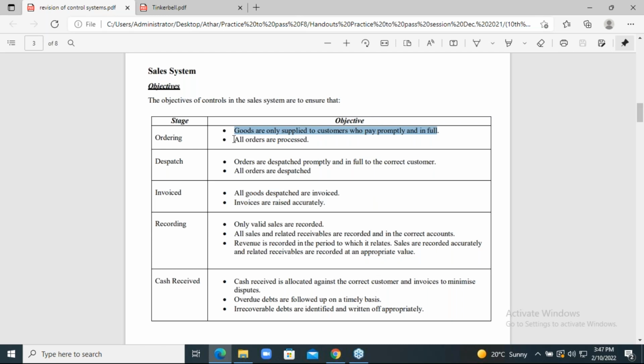Now, if you have not memorized the objectives, what are the objectives of this stage? This is the ordering stage, and the objective is that all orders are processed. Now, this is the objective. What would be the risk? The risk is that some of the orders may be missed. So if orders are missed, we had inventory, we had processes, we had distribution channels, supply channels, everything. We have tangible and intangible resources to provide these goods to our customer.